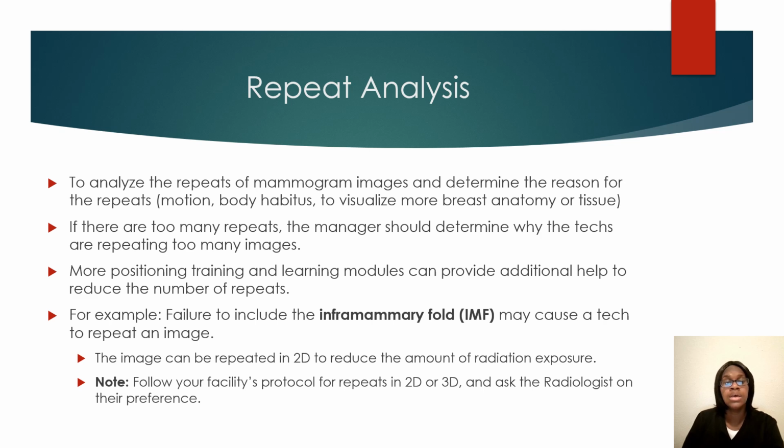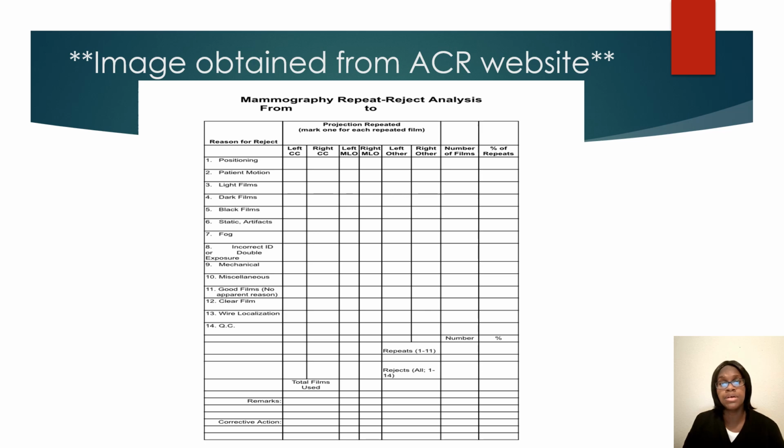For your repeat analysis, get in the habit of being close with your radiologist, checking to see what they like versus what they do not like. For example, if you take an image and you do not get all of the IMF, check with your radiologist to see if they prefer you to repeat the image in 2D or if they want it in 3D. I always check with the radiologist because everyone is different. You may have a radiologist say, I want it in 2D. You may have a radiologist say, well, do it in 3D. You just don't know. Just go by your facility's policy. This is an example of a repeat reject analysis from ACR.